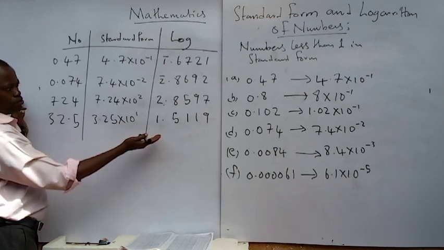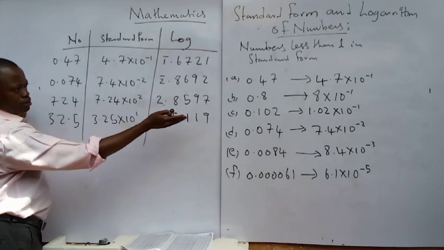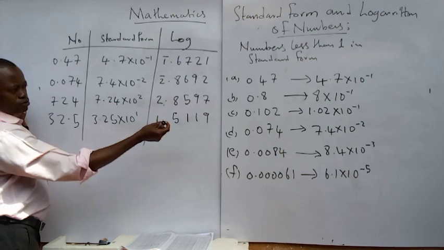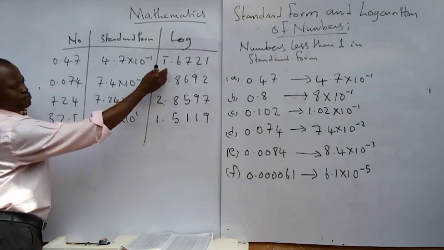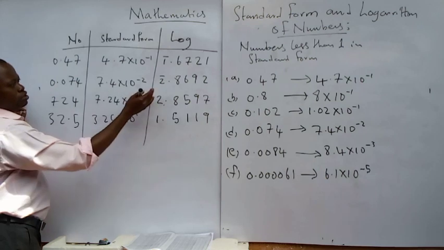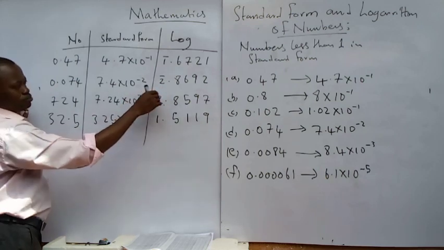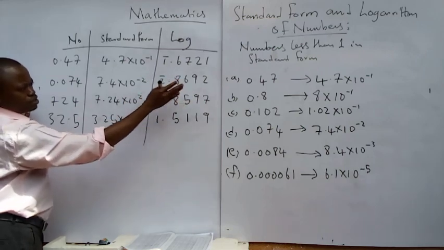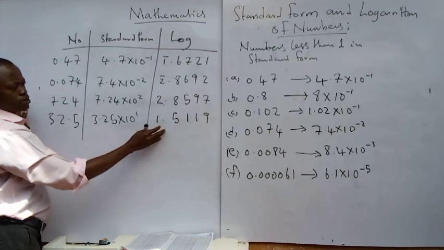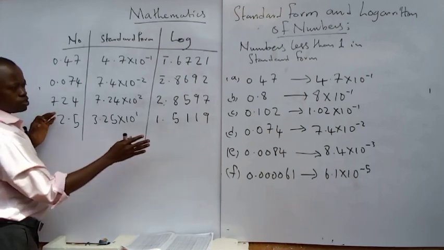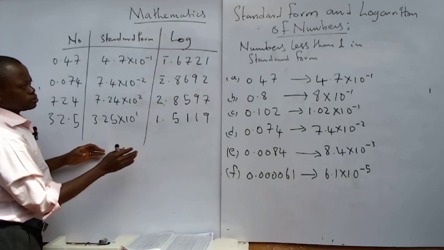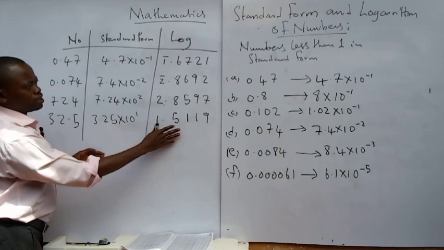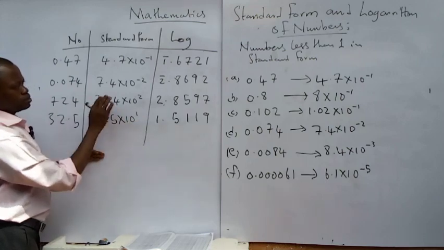As you can see, we have been able to connect the power of 10 when the number is expressed in standard form to the characteristics part of the logarithm of that number. The characteristics part is the power of 10 when the number is written in standard form. So I am sure that this explanation is good enough to connect us. We are here now, and by this explanation, one has been able to know how to connect to this place.